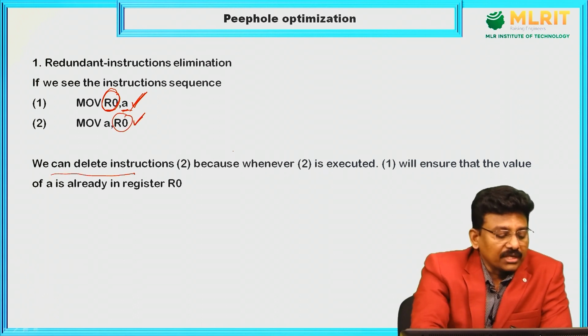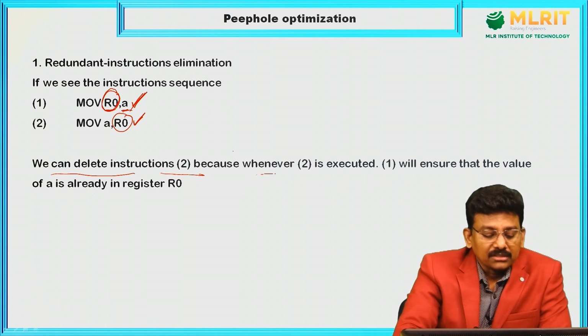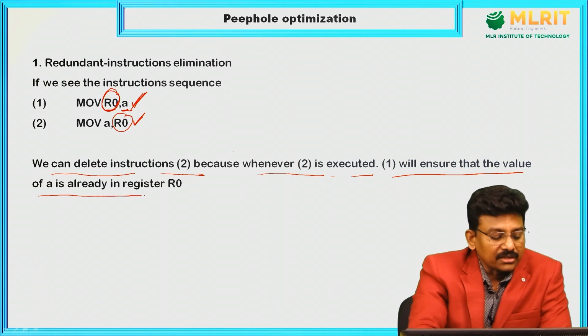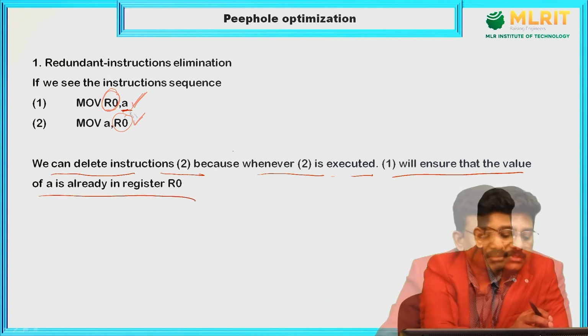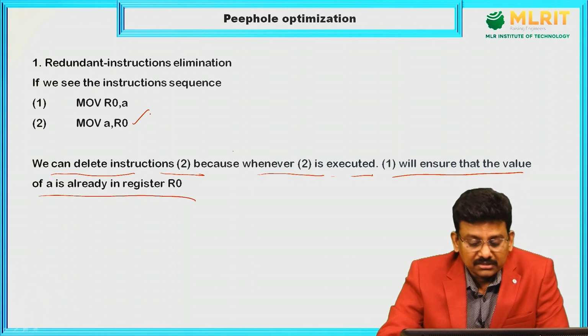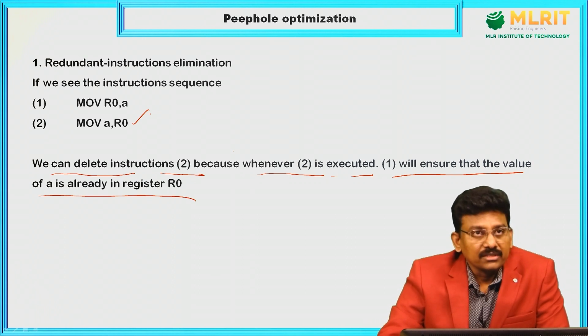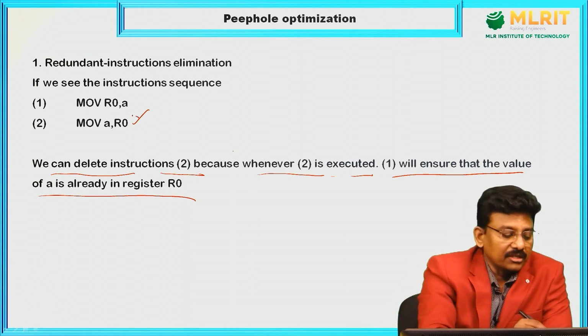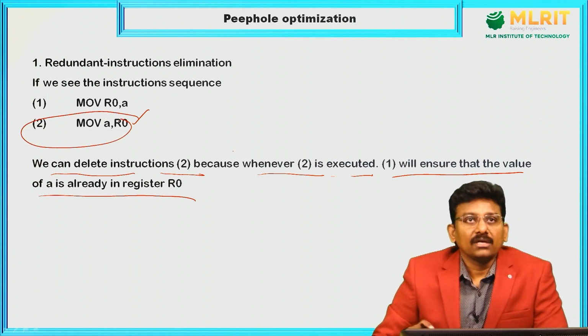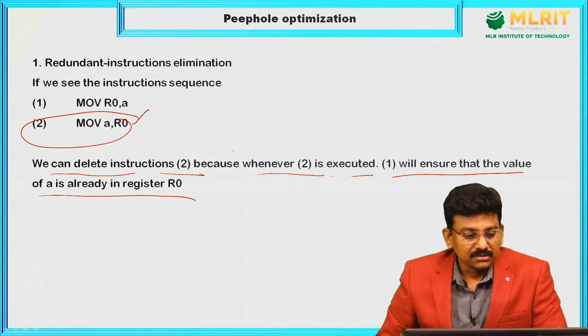So we can delete this instruction 2, because whenever 2 is executed, instruction 1 will ensure that the value of A is already available in R0. So, whenever you try to execute the second instruction, the first instruction ensures that the value of A is already available in R0, so we can eliminate this instruction, because this is a redundant instruction. So, that is redundant instruction elimination.